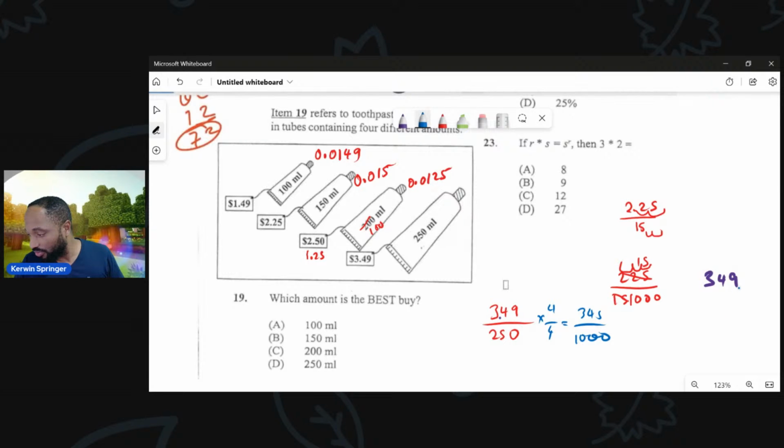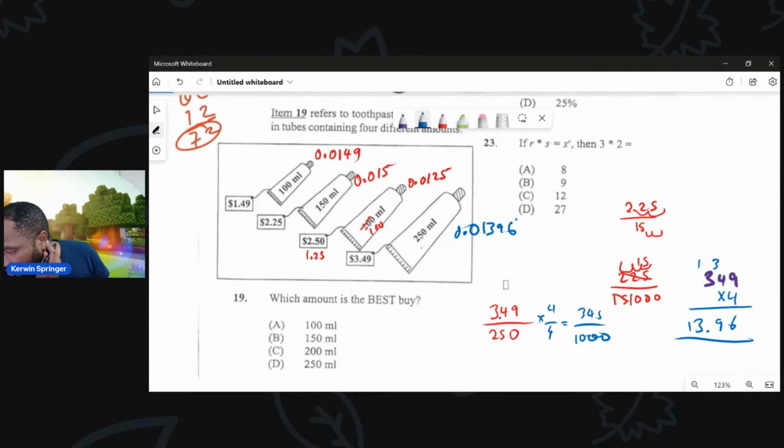Anyhow, 349 multiplied by 4, 1396, looking good. And then I need to divide again by 1,000. So you'll get 0.01396.